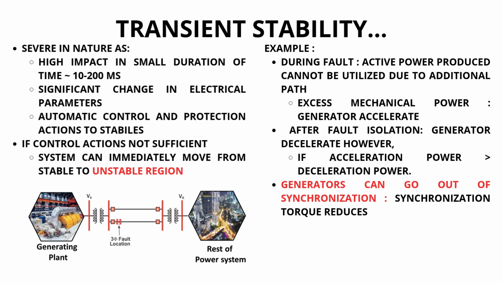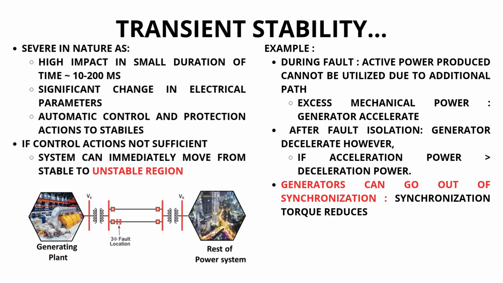High impact and small duration of time, 10, 200 meters, fractions of a second. It's why protection systems have to be lightning fast. Transient stability is decided in cycles, not seconds or minutes. If the protective relays don't detect the fault and open the breakers almost instantly, it can be too late.